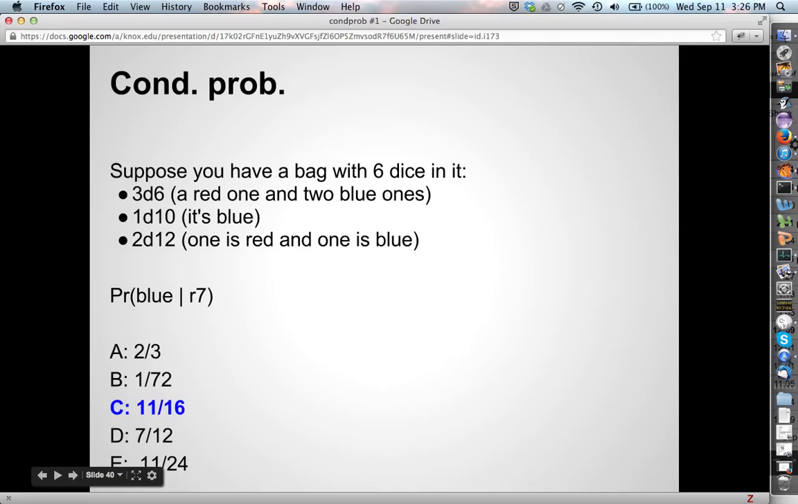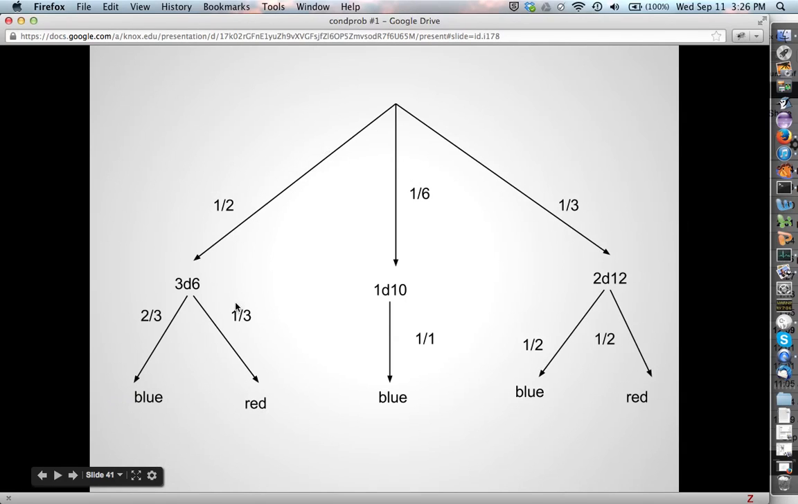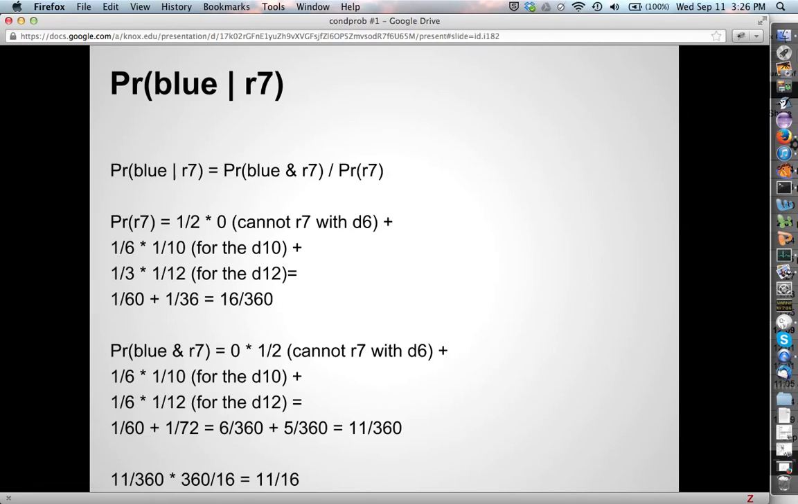Here's our table. Remember, what we're trying to figure out is the probability blue, given that we already know we rolled a 7. What's awesome is we can't possibly have gone down this path, because you can't roll a 7 with a blue d6, so we can crunch all of this out. The overall probability you rolled a 7: it's 1/2 times 0 for the d6s, 1/6 times 1/10 for the d10s, and 1/3 times 1/12 for the d12s. So the overall probability of rolling a 7 looks like this.